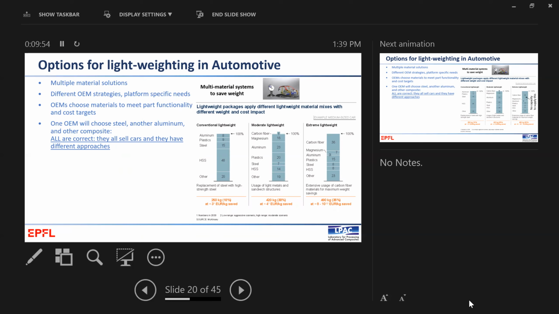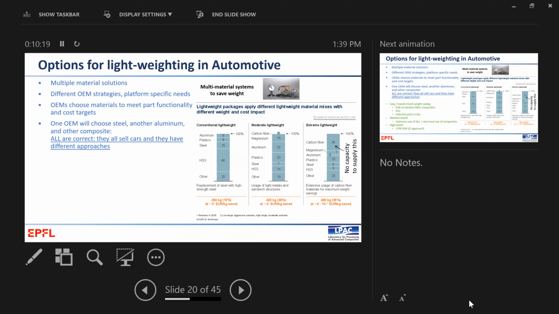So this just shows you some breakdowns of percentage material for conventional lightweighting and moderate lightweighting, and that's what we're seeing today, really. Lots of use of aluminium. It's the primary go-to material to save weight. And I'm saying this in a composites lecture, but it is a reality. Then extreme lightweighting, you can go to higher percentages, and that's been done on the BMW.